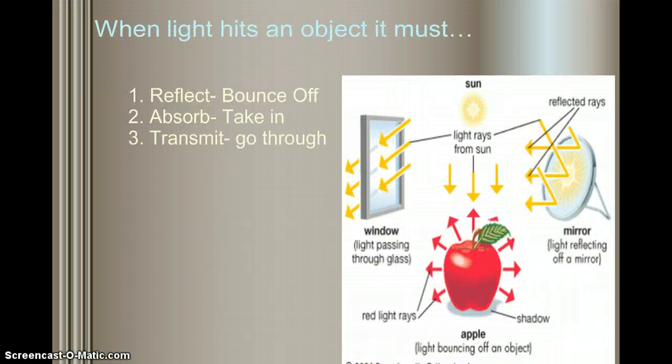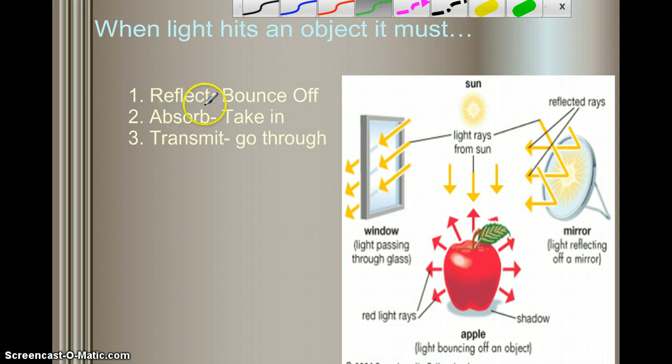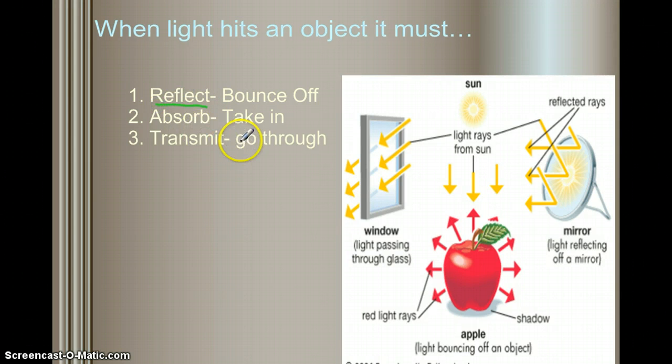Very curious. So when light hits an object, it has really three options. Number one, it can reflect or bounce off of a surface. Number two, it can be absorbed or taken in. Or number three, it can be transmitted or go straight through an object. So, for example, when light hits the apple, all of the colors of light are going to be absorbed except for red, which is going to be reflected. And in the window, the light is transmitted through that window because it's a transparent material.